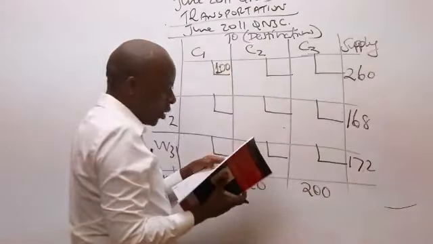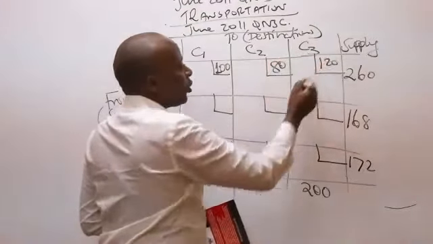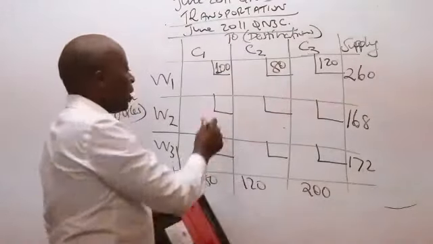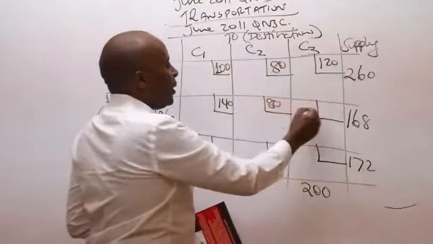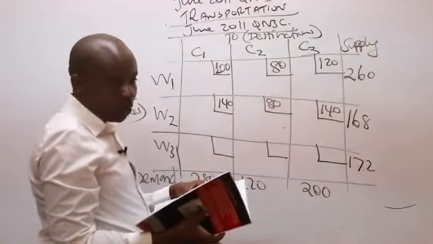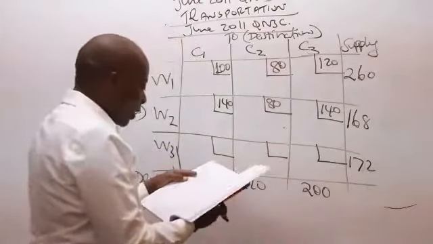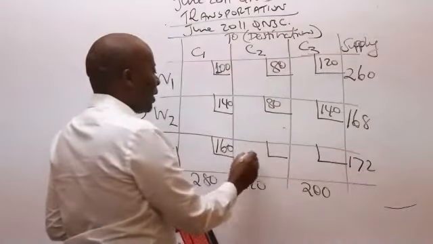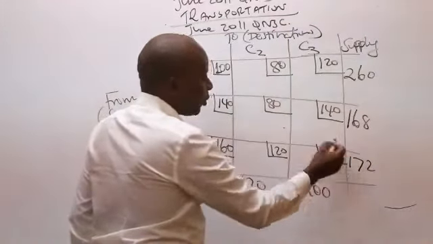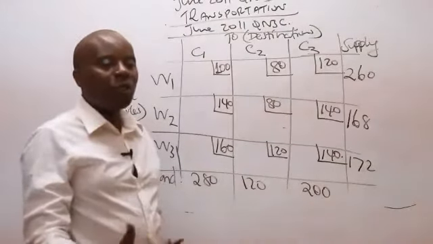Warehouse 1, C2 gives us 80, and then 120. From there, I can see the second row: 140, 80, and then 140. And then the third row, lastly, I can see the transportation costs, what we normally call the CIJs: 160, 160, 120, and then lastly 140, like that. So that is the general structure of my transportation problem.